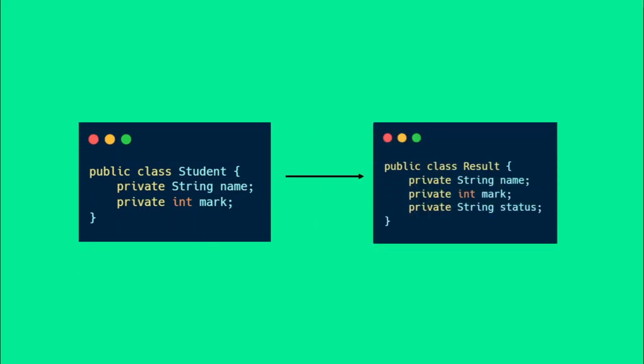In our application, the student class acts like an inbound DTO class and the result class acts like an outbound DTO class. Let's have a look at our diagram flow.